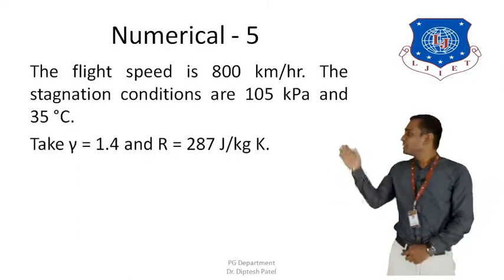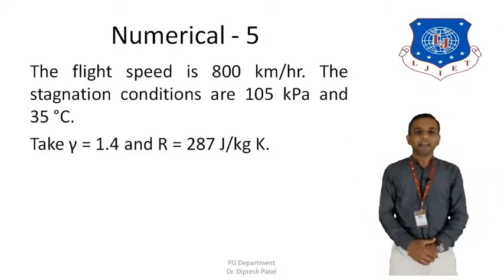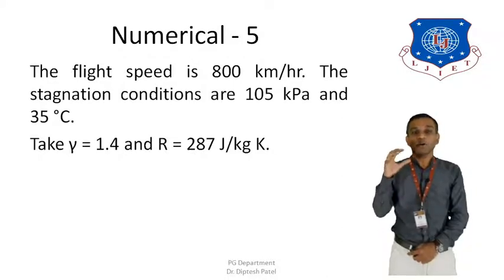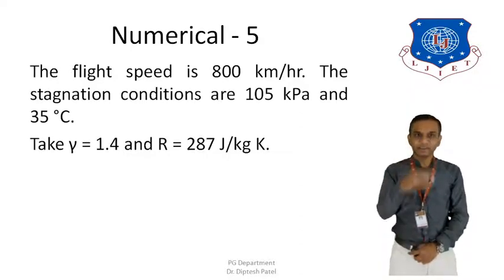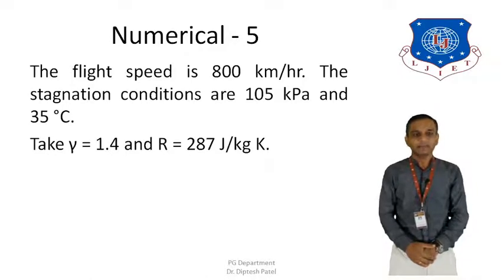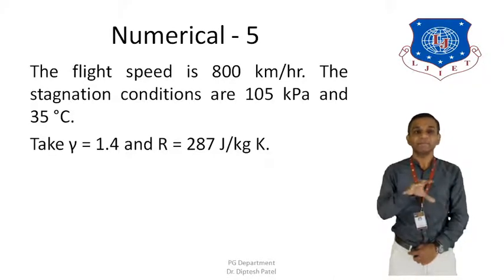Okay, so what does that numerical say? It says the flight speed is 800 kilometer per hour. So here the object speed or the object velocity is given, and that is 800 kilometer per hour. Furthermore, the stagnation conditions are 105 kilopascal and 35 degree Celsius. So we have been given a stagnation pressure and the stagnation temperature. The stagnation pressure is 105 kilopascal and the stagnation temperature is 35 degree Celsius.